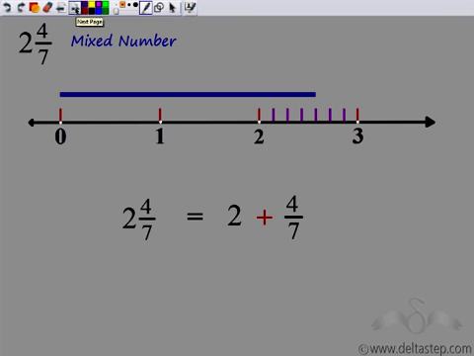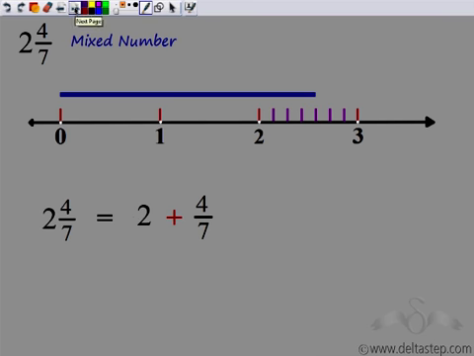An easier way is this. Remember how we got this number? 2 4 by 7 means 2 plus 4 by 7. So it is 2 units plus 4 by 7. So remember that this mixed number shows 2 plus 4 by 7 and not 2 into 4 by 7. 2 into 4 by 7 would give me 8 by 7. So this is not equal to 8 by 7. So this is not 2 into 4 by 7, it is 2 plus 4 by 7. If you remember this, then you can easily convert it back to improper fraction.